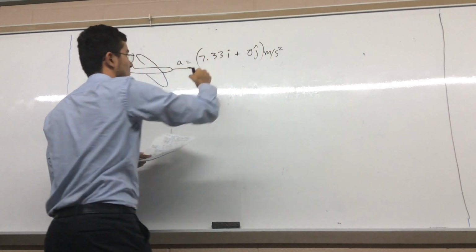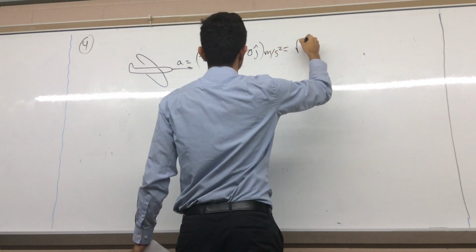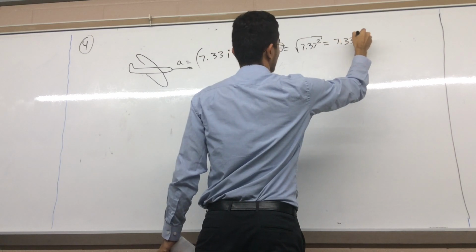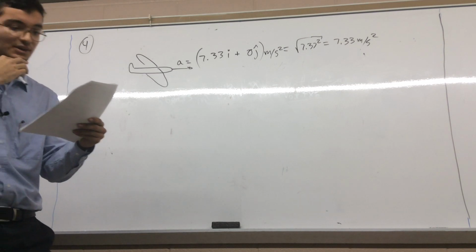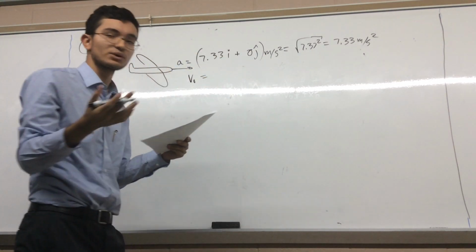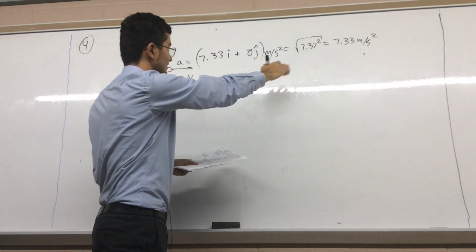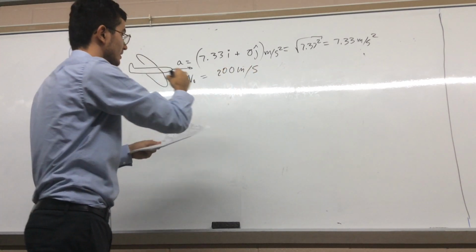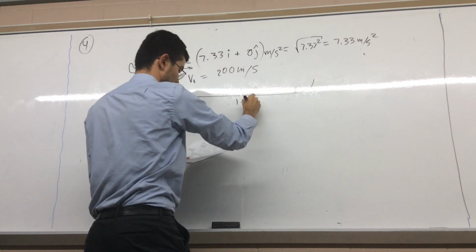So you just find the magnitude of this. The magnitude is the square root of 7.33 squared, which is just 7.33 meters per second squared. That's the acceleration of the plane in the positive x direction. And the initial velocity, v0, is given in component form, but you already know how to convert that into the magnitude. So that's going to be 200 meters per second. And it's going to travel for a distance of 1.2 kilometers.